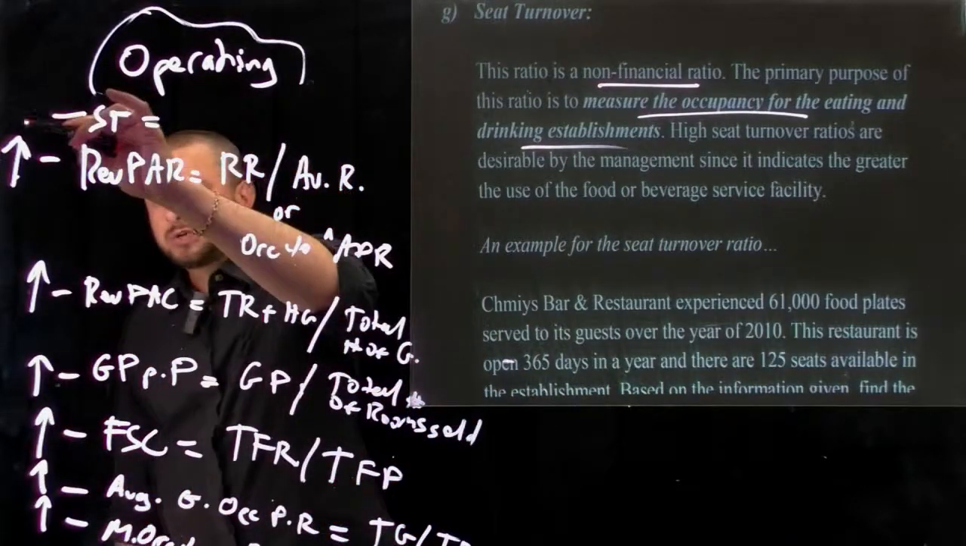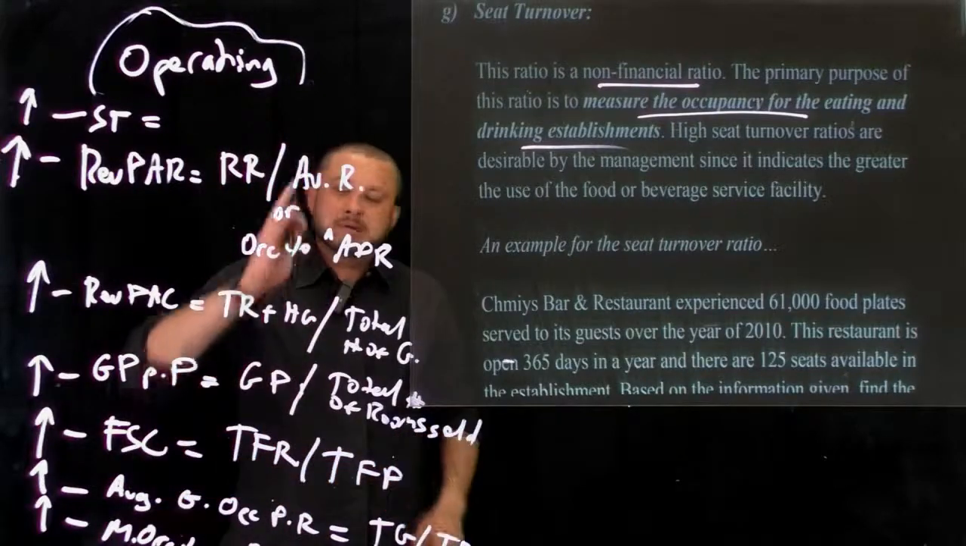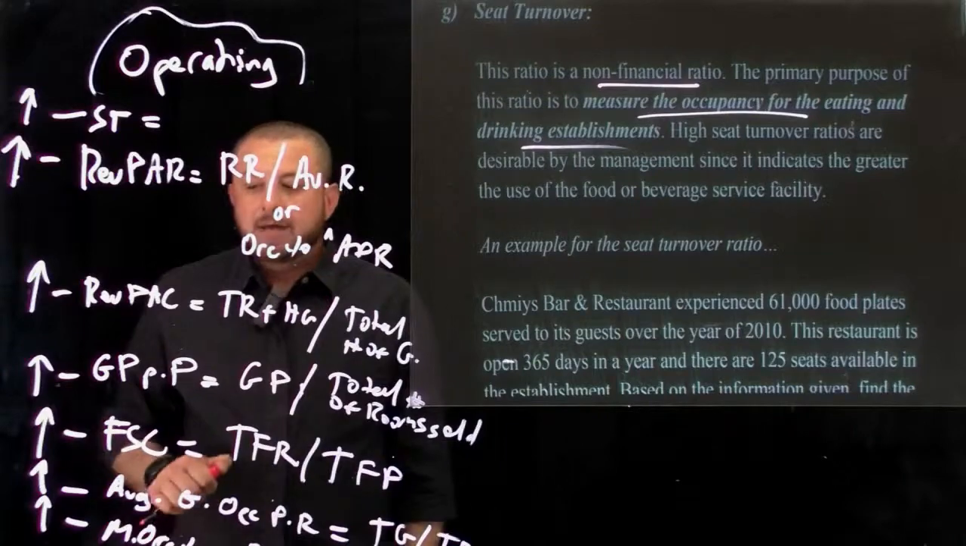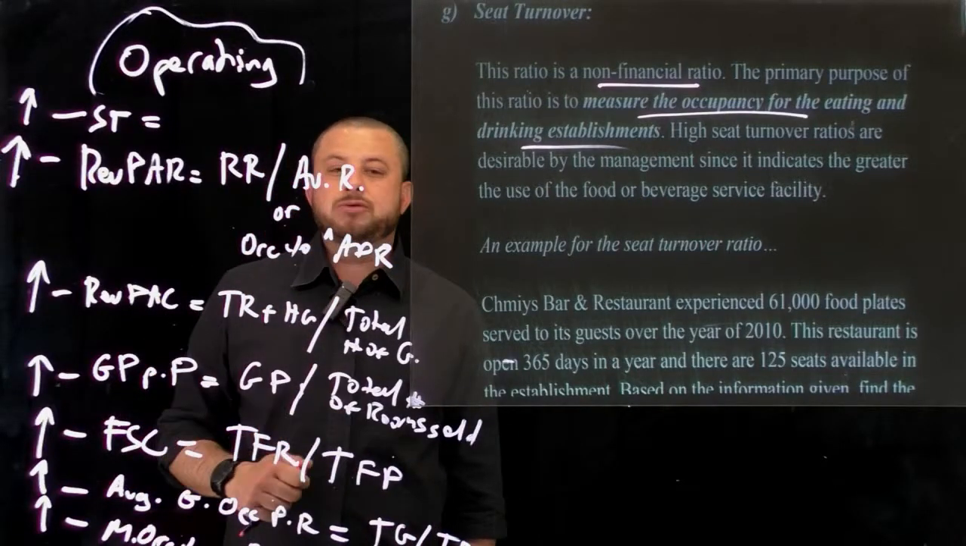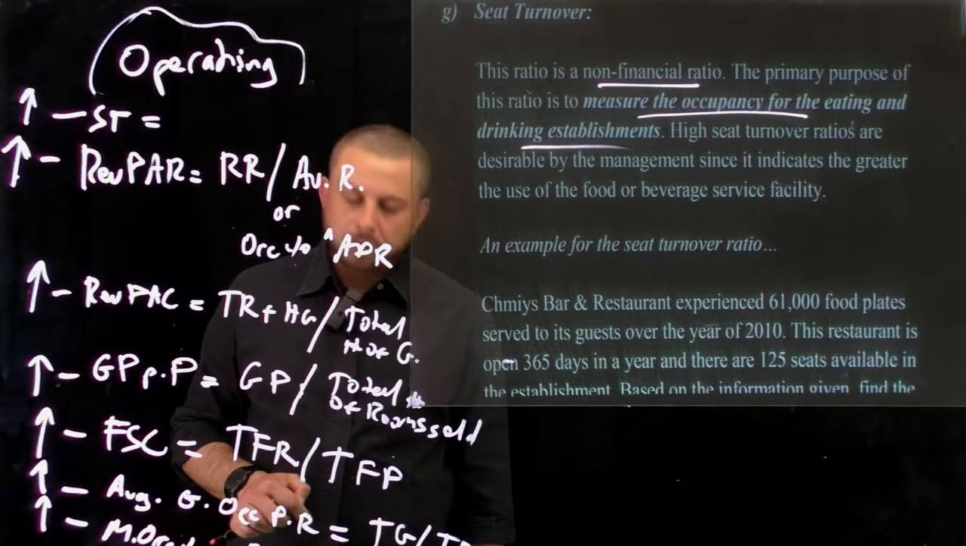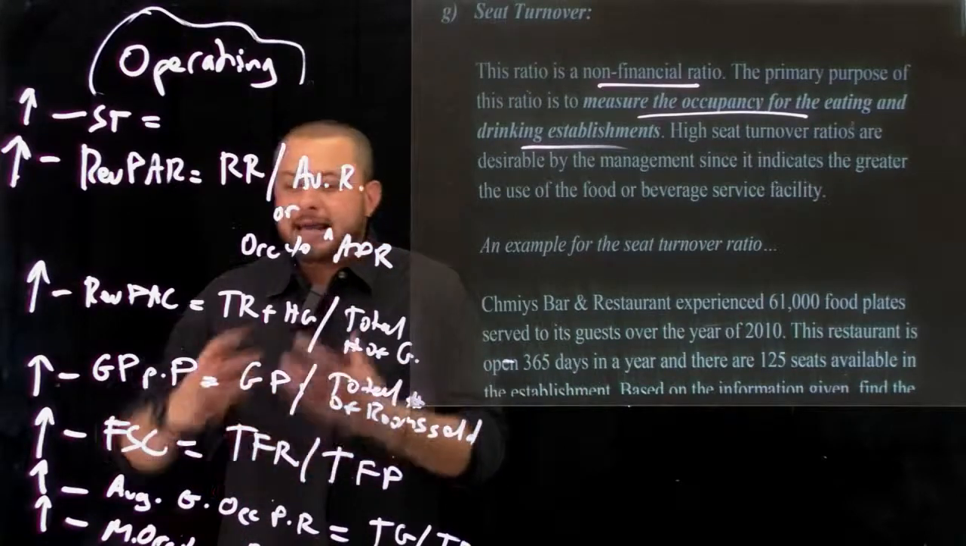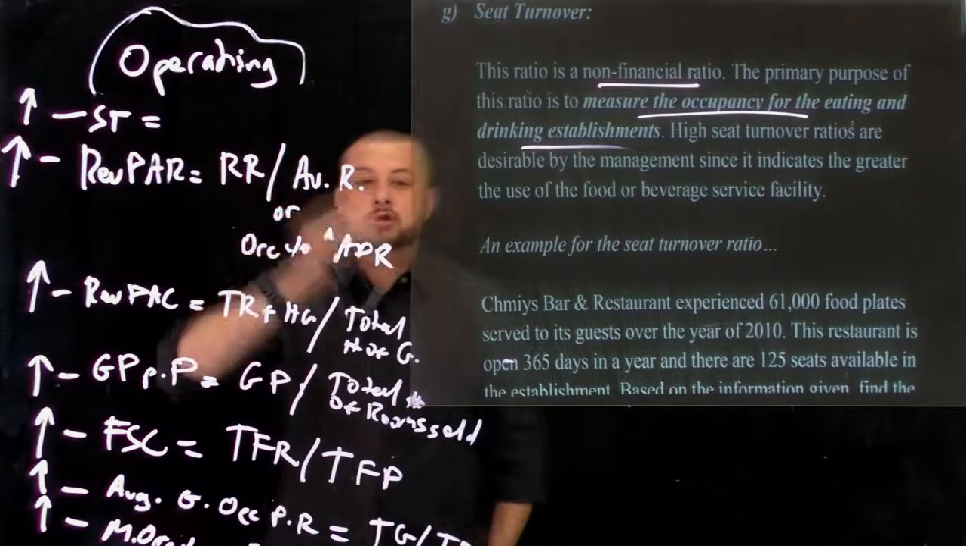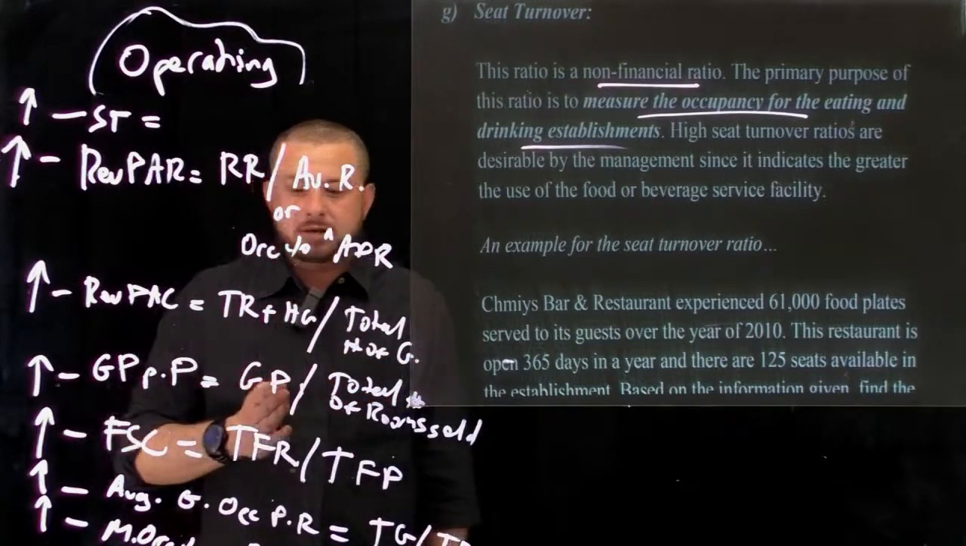So you want this ratio as high as possible. But some of the restaurants don't want it as high as possible. I'll tell you right now before I get to the example. McDonald's: do you want seat turnover high or low? Of course, high. Very high-end restaurants, for example: do you want seat turnover high or low? Of course, low. Why? Because it is a luxury restaurant.